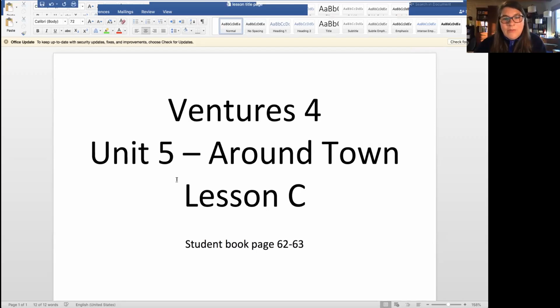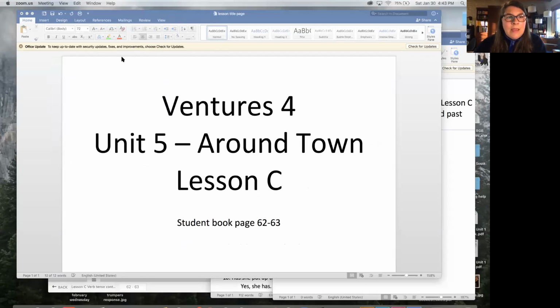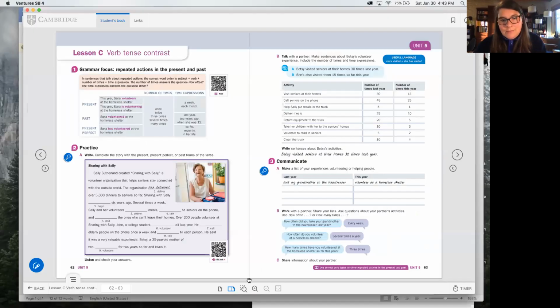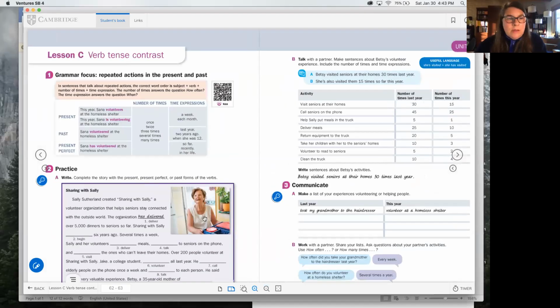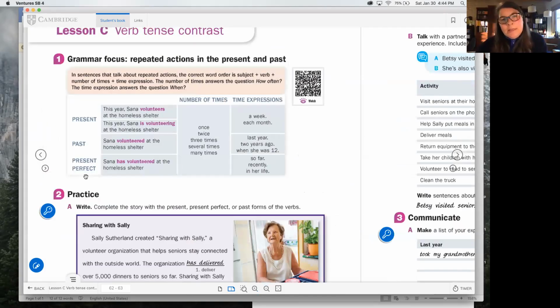So today's lesson is Ventures 4, that's advanced, Unit 5, Around Town, Lesson C. If you have your book, it's page 62 and 63. Today's lesson might be difficult for you. I hope it's not, but this is a verb tense contrast lesson. This is an advanced lesson. You're going to be using present, past, and present perfect. We study present perfect a lot at high intermediate level. So if you started class here at advanced level, or if you missed some present perfect lessons, this might be a little bit hard for you.